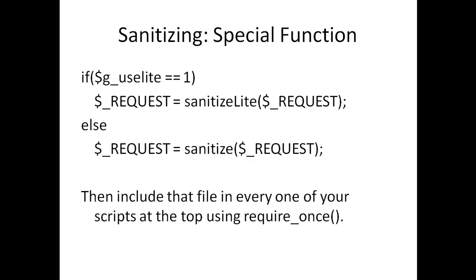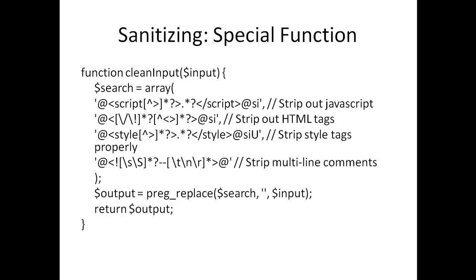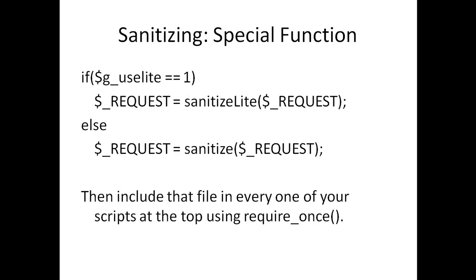The next slide is basically saying how I call sanitize and sanitize light. If $G_use_light equals 1, then take the entire request array and pass it to sanitize light. Otherwise, pass it to sanitize. I put G_ as my way of signifying that it's some sort of global. It's not a true global, but it's something I'm going to use in an include file. I take all three, clean input, sanitize light, and this if-else statement, put them in a file, and include that file at the top of every one of my scripts using require_once.